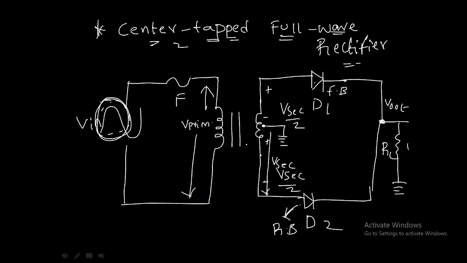When the negative half cycle of the input comes, the polarity gets reversed. That is, here we will get minus, here we will get plus, and here we will get minus, and here we will get plus. So this positive voltage is given to D2. Then D2 will act as forward biased and D1 will act as reverse biased. So since we are using this center tapped transformer, what is happening?